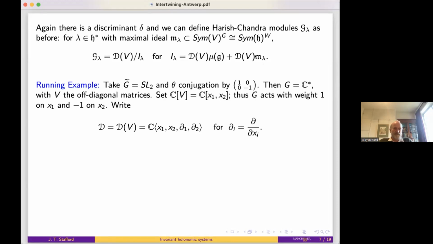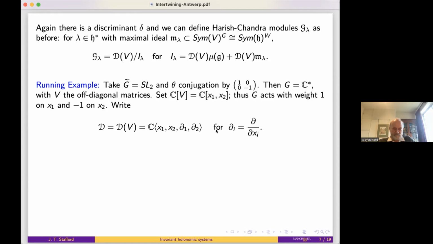So let's first of all start with an example just to solidify these ideas. This is a fairly trivial example where we can compute everything by hand, but we still get some non-trivial consequences. The situation will be: I will take the group G tilde to be SL2, with conjugation by the obvious element (1, 0; 0, -1). Then the group G will just be the torus, and V will be the matrices with zeros on the diagonal, so a two-dimensional space. Its coordinate ring, the ring of functions, will be a polynomial ring in two variables, and I'll choose my variables x1 and x2 to have weights plus or minus 1 under the action of the torus.